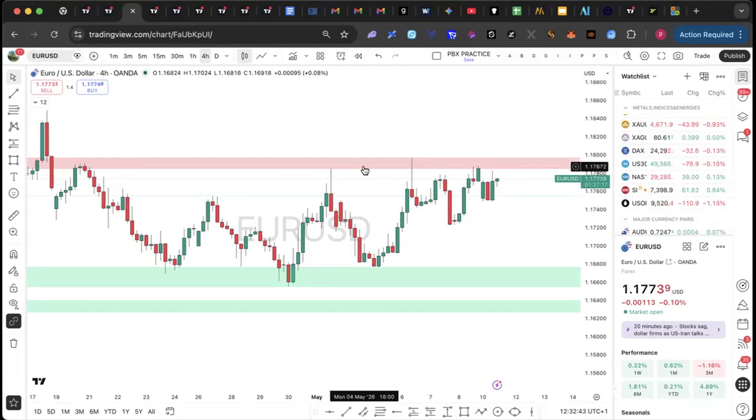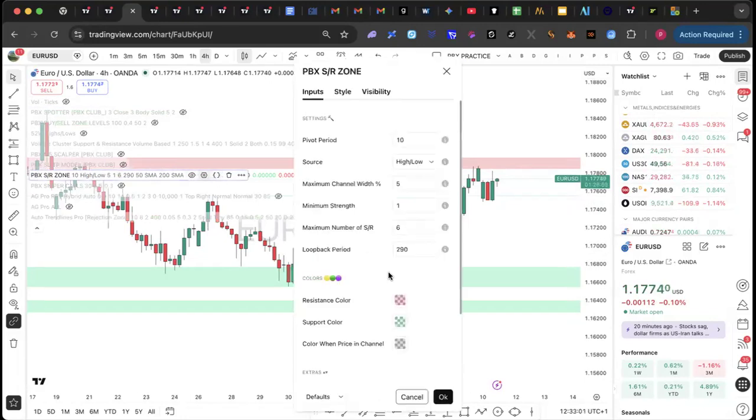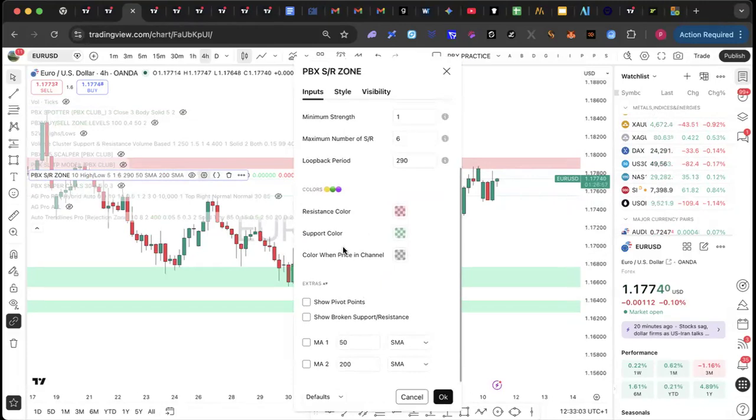So the components of this scanner are basically, number one, demand and supply, that is support and resistance. Number two, it has what we call a trend line, which just helps you to show the market trend.